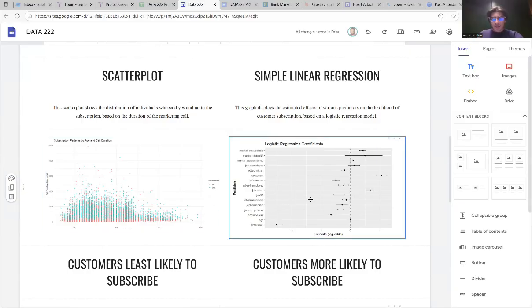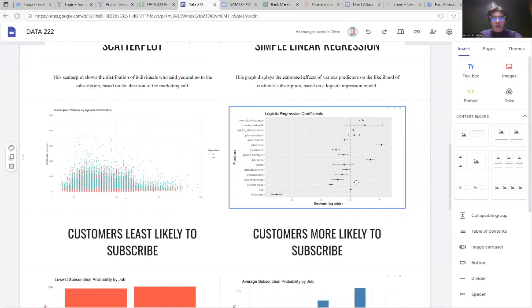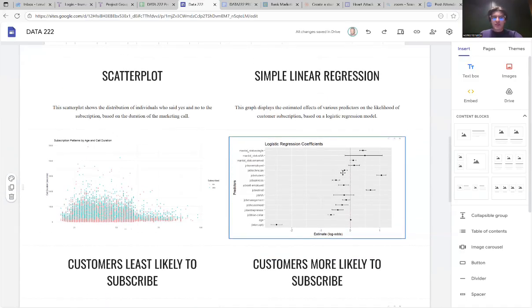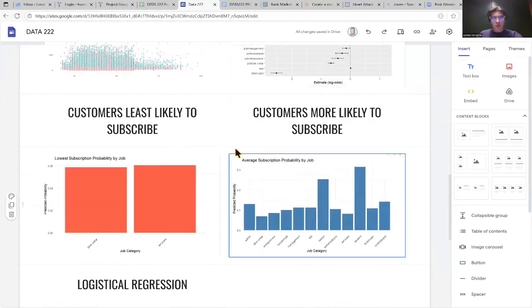We see on the simple linear regression, again, this will predict who will say yes to the subscription based on their job, their education, their age, pretty much all of our factors. You can see that most of the positive effects come from age. They come from what kind of job you work. So those are the things that will determine if somebody will accept our call or hang up.